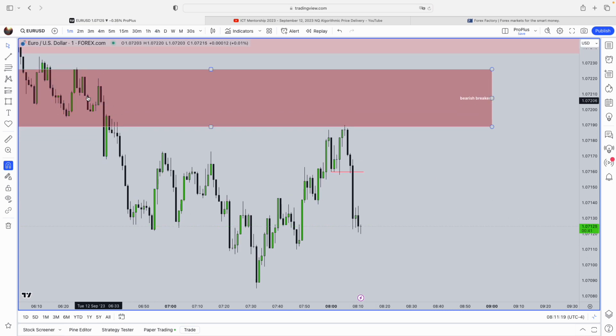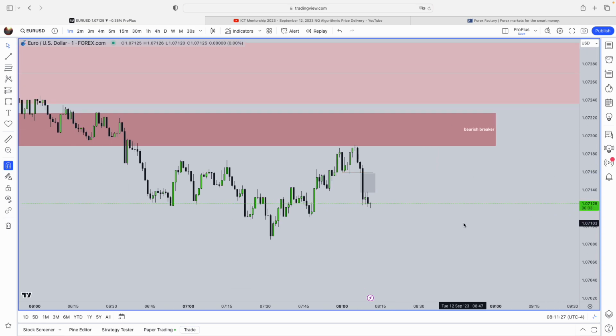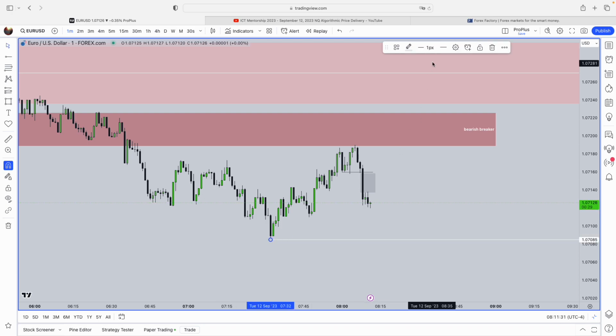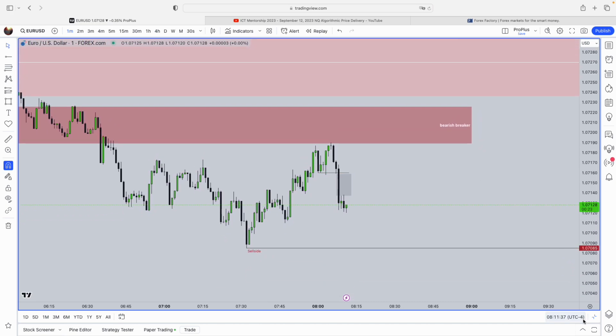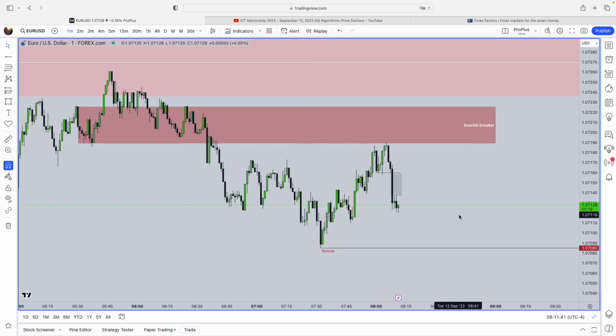Institutional order flow entry drill. Not getting in any trades at the minute, but the draw on liquidity maybe wants to run lower down here. If we actually go on the higher time frame, oh, this is the higher time frame.